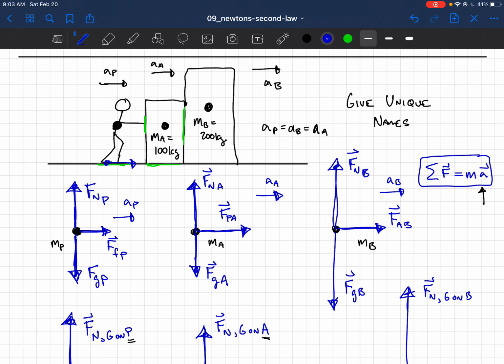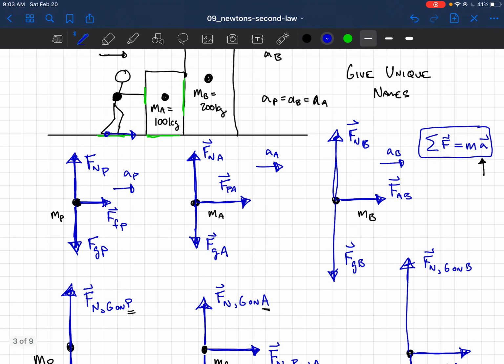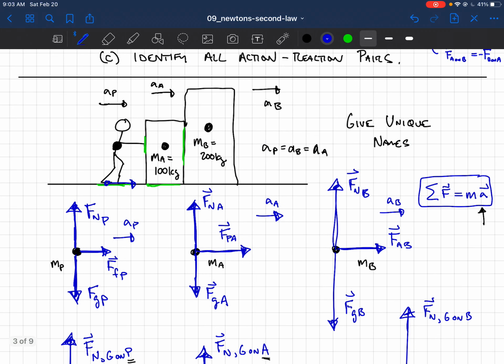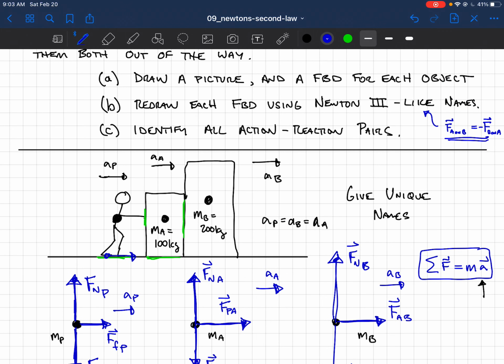So if it's a frictionless surface for the boxes, maybe they're wearing spiky shoes so that they can actually push on those boxes. So that shows us one force that was left out. Now Newton's third law also can show us forces that are left out. So remember, Newton's third law says that for every force, there's an action-reaction pair.